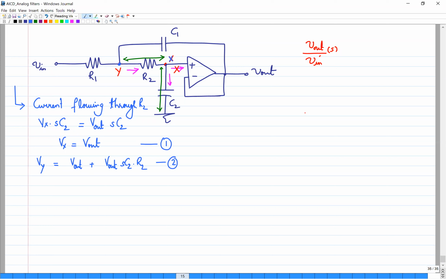Now, in order to write a relation between Vin and Vout, what I will do is apply KCL at this node Y. So KCL at node Y.